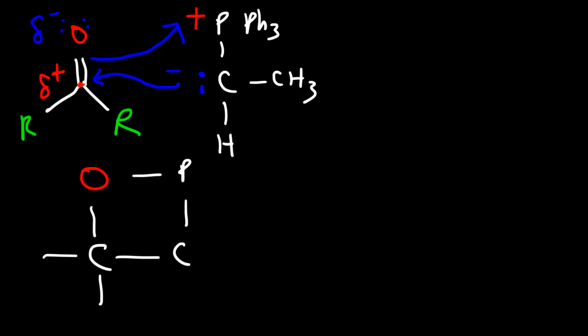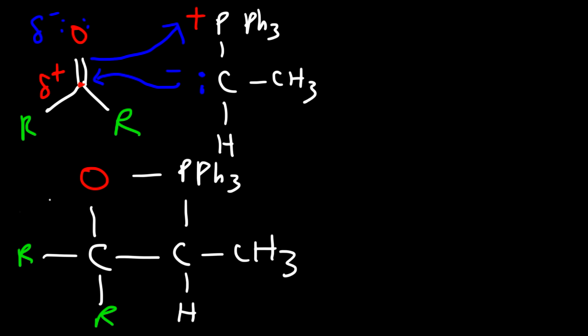And so here's the two R groups of the electrophilic carbon. And here's the hydrogen and the methyl of the nucleophilic carbon. And here's the three phenyl groups. Now, these two bonds will break. So let's talk about this bond first, the bond between the carbon and the phosphorus atom. Which of these two atoms is more electronegative, carbon or phosphorus?